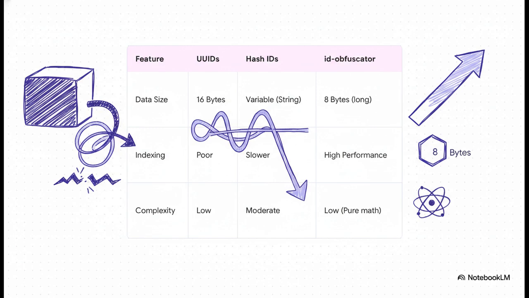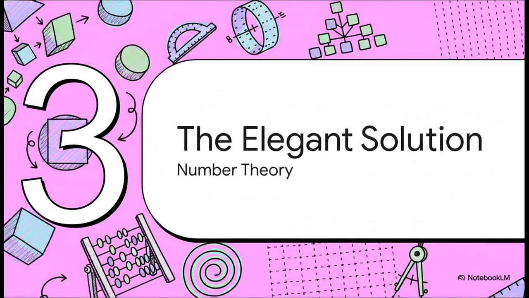Then you have things like hash IDs. They're better, but now you're dealing with strings, which are slower to process and index. But then, look at id-obfuscator. It keeps the original 8-byte long data type. That means it's just as fast and efficient to index as your original ID. It's a huge win. So if the common tools have these kinds of drawbacks, what's the answer? Well, it's not a bigger, more complex framework. The answer, it turns out, is in the beautiful, simple, and powerful application of number theory.